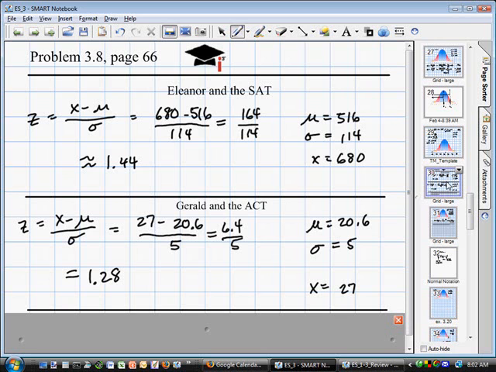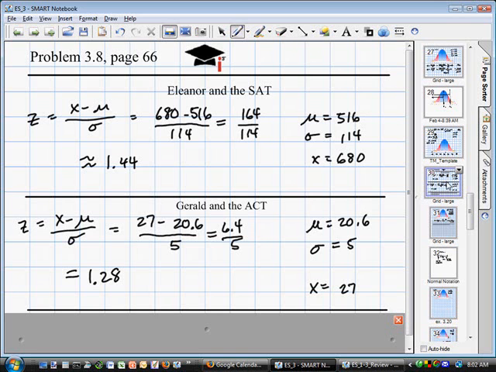The way to find out is to standardize them. Notice I broke this into 2 separate problems. I took Eleanor and set up her z-score. Her score of 680 minus the mean of 516, divided by the standard deviation of 114. That all comes out to 1.44.